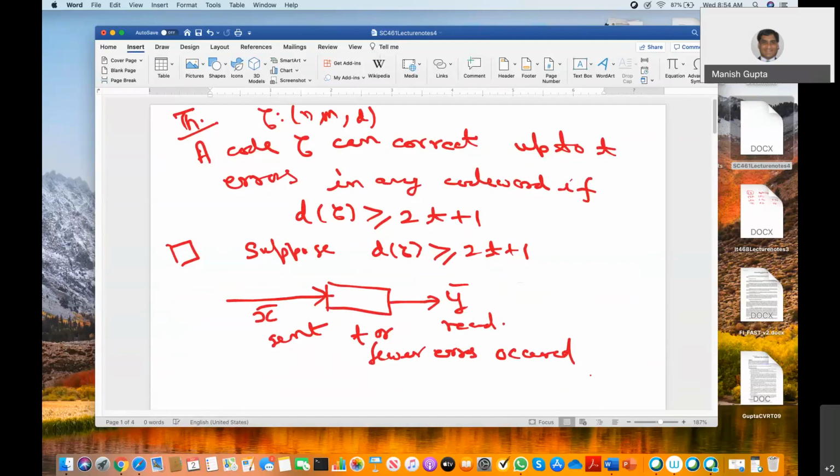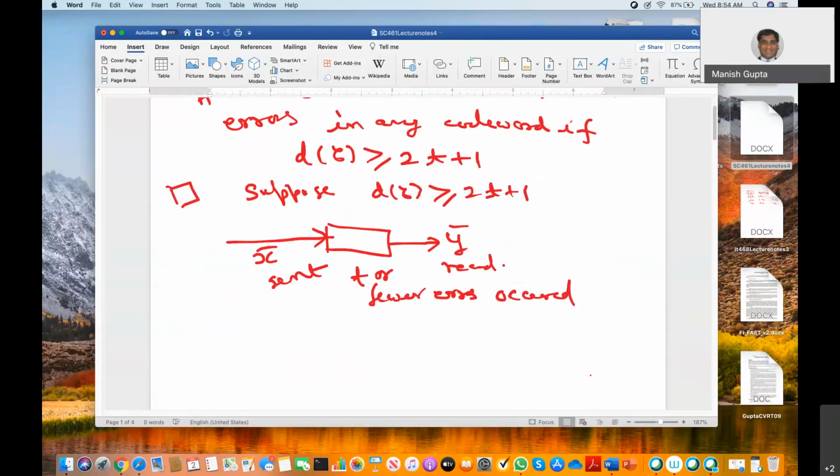Okay, if T or fewer errors occurred, in that case, what will happen? The distance between X comma Y cannot exceed T because T positions will flip, right? Okay. Now, I think I should draw a small picture here.